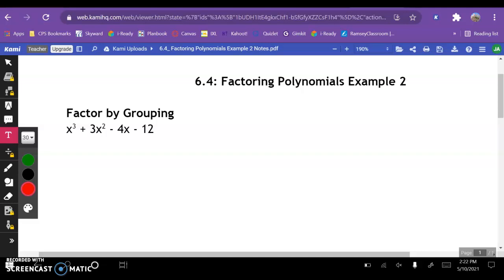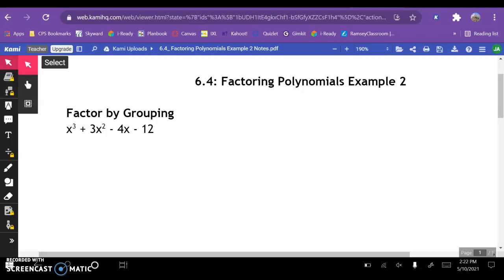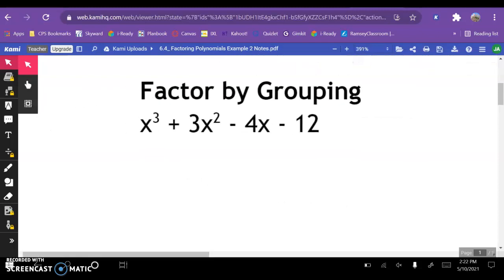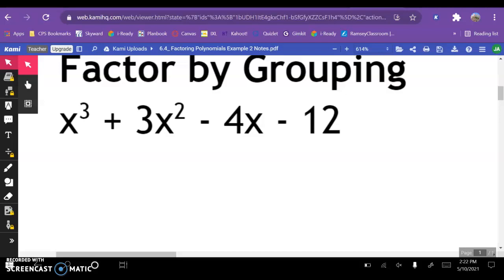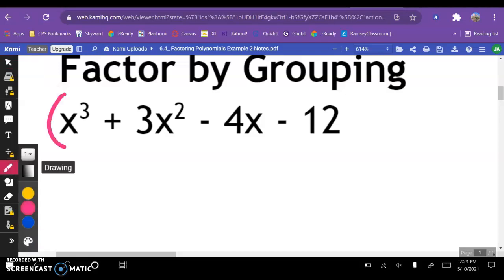For 6.4 example 2 in the factoring polynomials section, we are going to look at factoring by grouping. This works when we have 4 terms in our polynomial and we want to group together the first 2 and the last 2. So we are going to look at x to the third and 3x squared and figure out what they have in common. Well, there's no number in common because x to the third has a coefficient of 1. So they have x's in common, and the most that they can have in common is x squared.